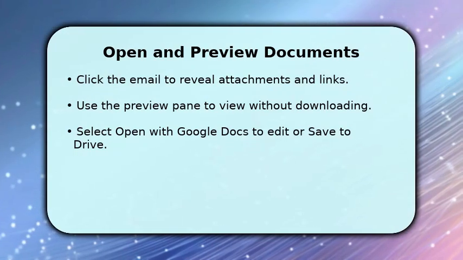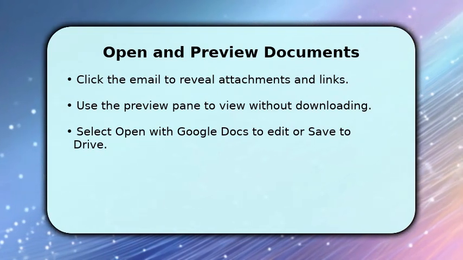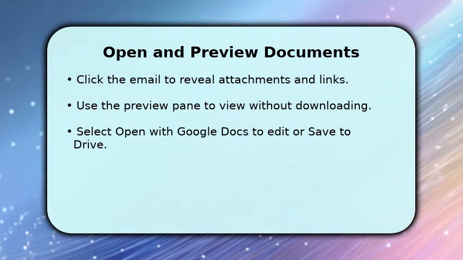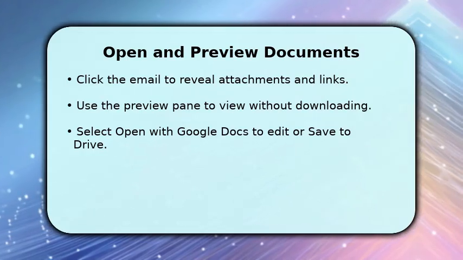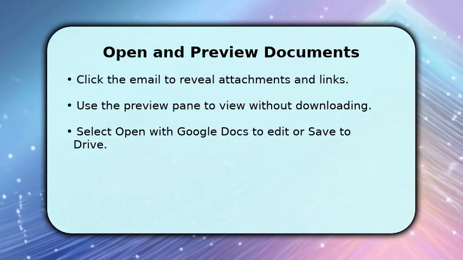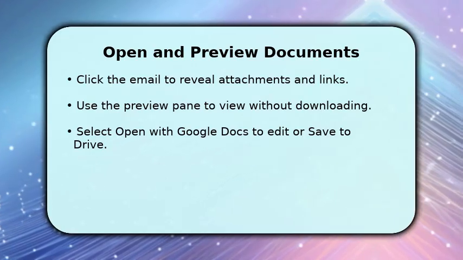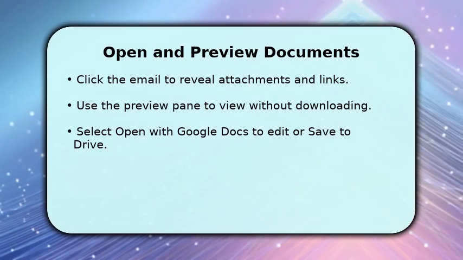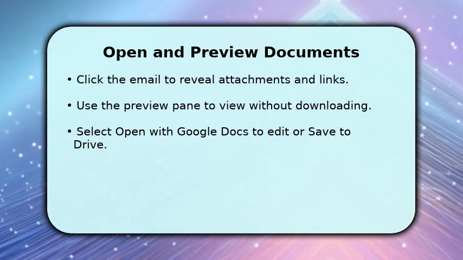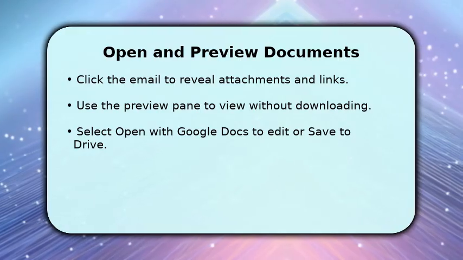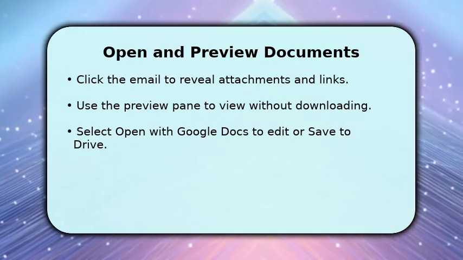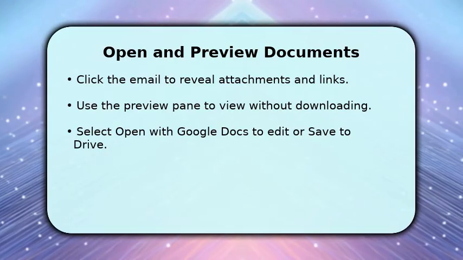Now open an email that matches your search. Attachments and Google Drive links appear near the bottom of the message. You can preview most document types inline by clicking the attachment icon, which is faster than downloading. This preserves your device storage. If it's a Google Docs link, choose Open with Google Docs to edit directly, or click the Drive Save icon to store a copy. Make sure to check the file owner and sharing settings before making edits.